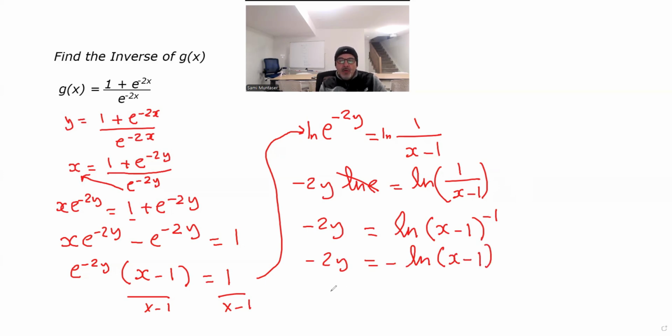and therefore y equals, we divide both sides by negative 2, so the negatives will cancel, and dividing both sides by 2 will give me 1/2 in front of the ln(x minus 1).